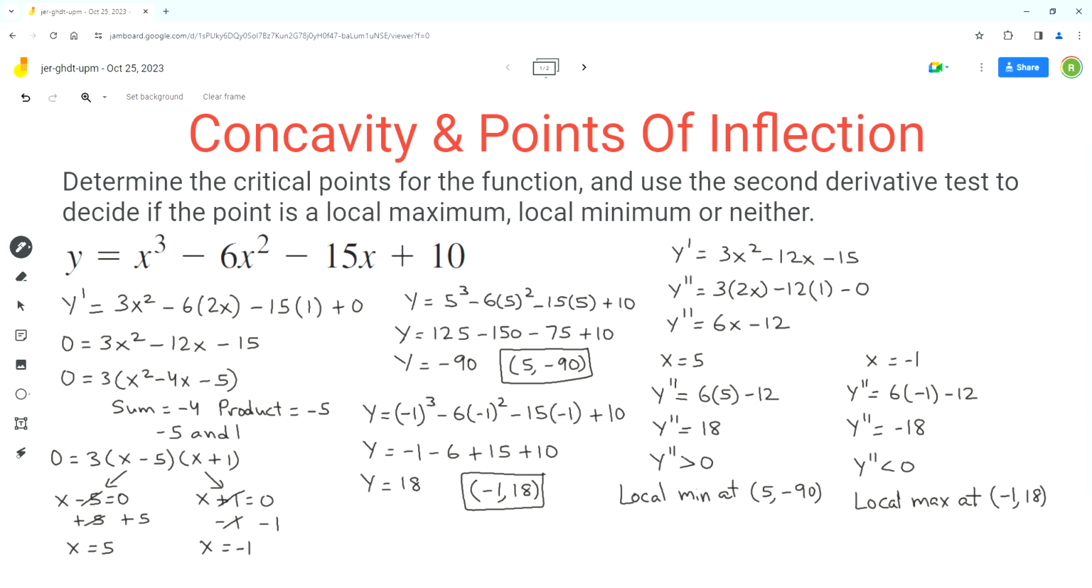So this should be the final answer for the second part of this question. So these are the steps you have to keep in mind to solve a problem like this one.